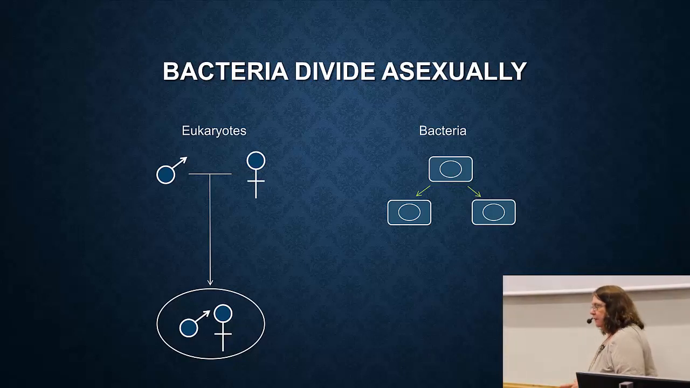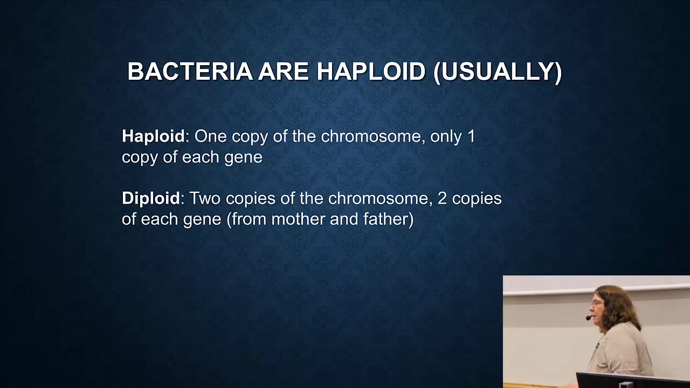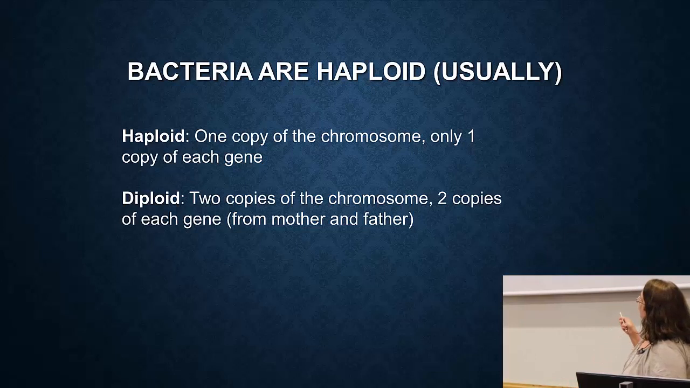In addition, bacteria are haploid. What that means is haploid is only one copy of the chromosome, and therefore one copy of every gene is found in a bacteria. On the other hand, a diploid like you has 2 copies of the chromosome, 2 copies of every gene. You get one from your mother, one from your father. Bacteria don't have that. They have 1 copy.